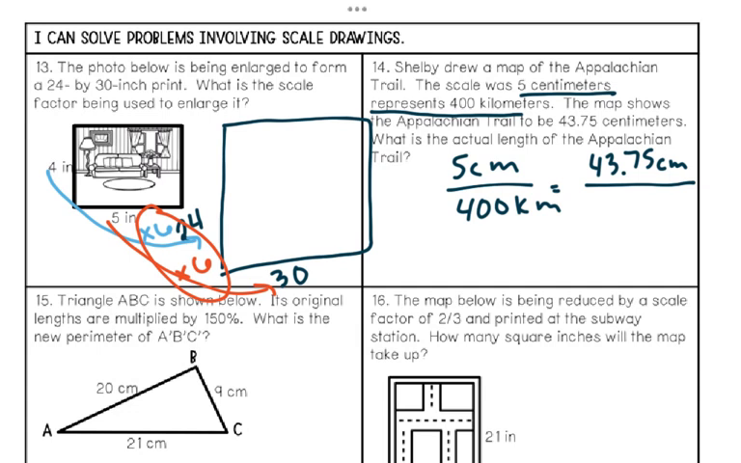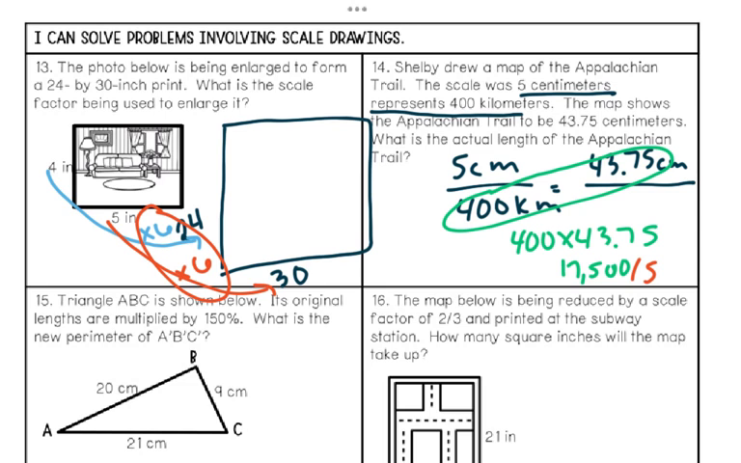To solve this proportion, we're going to cross multiply 400 times 43.75. After cross multiplying, I get 17,500, and we always divide by the number we've not used yet, in this case 5. So 17,500 divided by 5 gives me a final answer of 3,500.